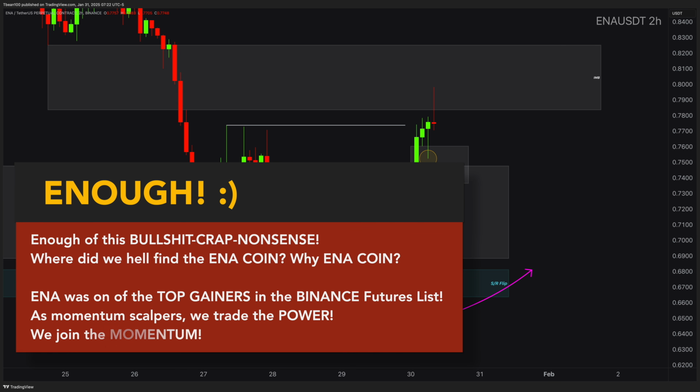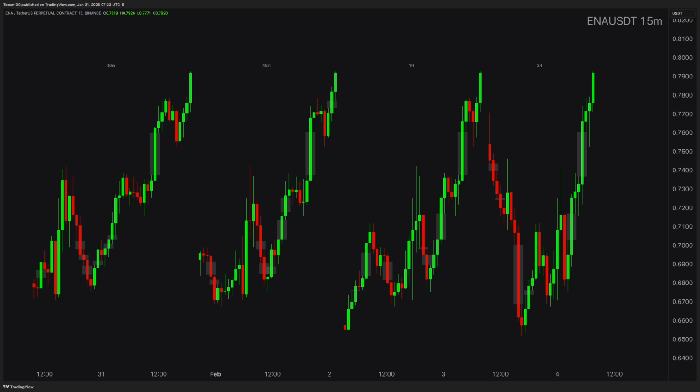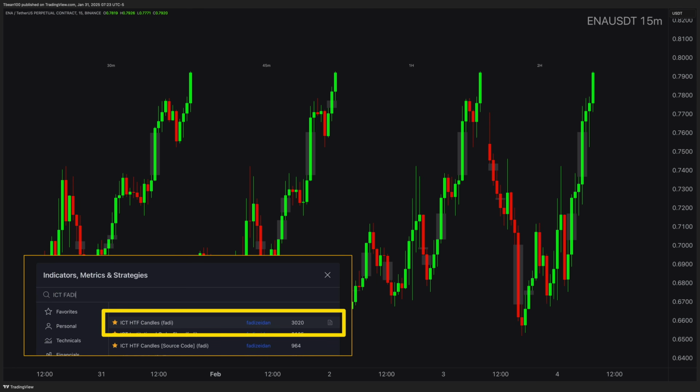Now you may ask this: stop the crap, where did we find the ENA coin? Because the ENA coin was one of the top gainer coins from yesterday in the Binance futures. As simple as that. I saw it yesterday, then I quickly analyzed it. Extremely simple way to find powerful coins to trade. Remember, we reside with the power, we scalp the momentum.